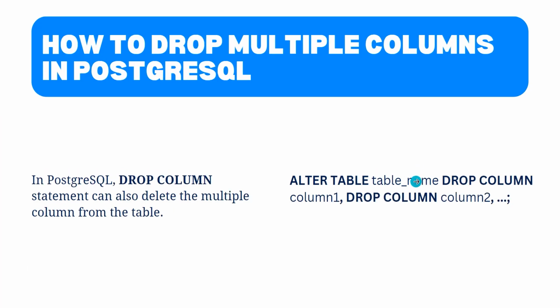Now move to the next topic, how to drop multiple columns in PostgreSQL. In PostgreSQL, you can use an alter table statement with a drop column clause to remove multiple columns from a table at once. To drop multiple columns, simply list them after the drop column keyword separated by commas. The syntax is the same as we have learned in the previous topic, but instead of using one drop column statement, here we are going to use multiple drop column statements to drop multiple columns. Now let's see with an example how we can drop multiple columns.